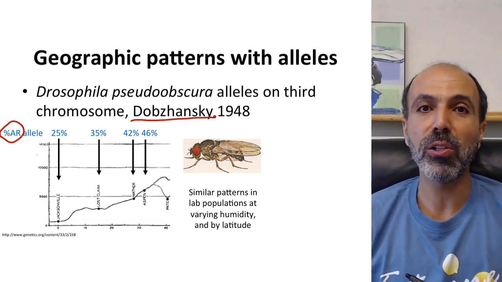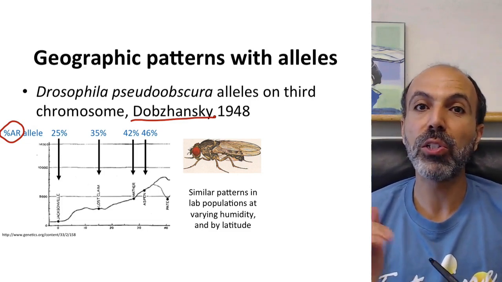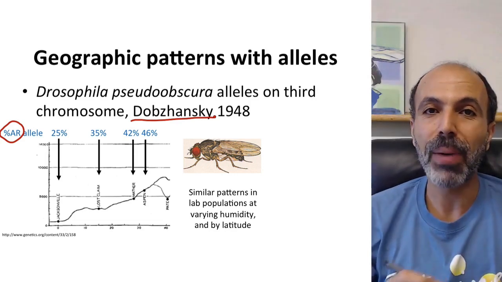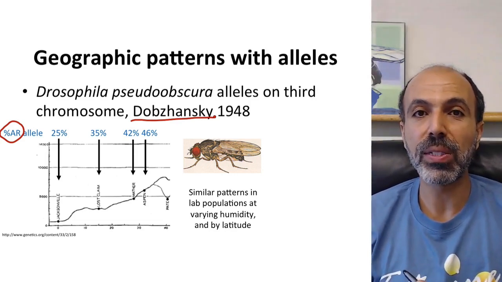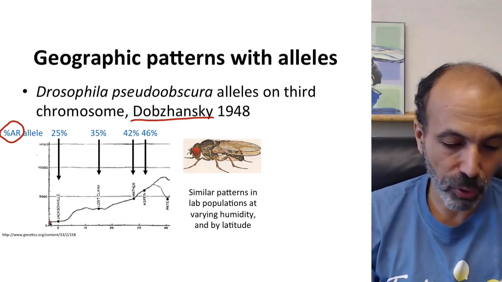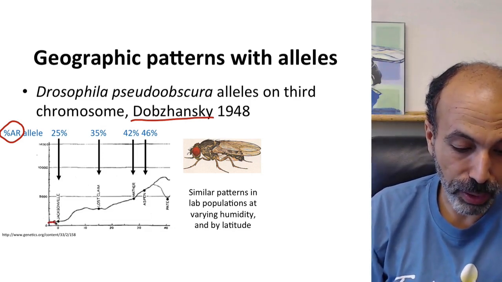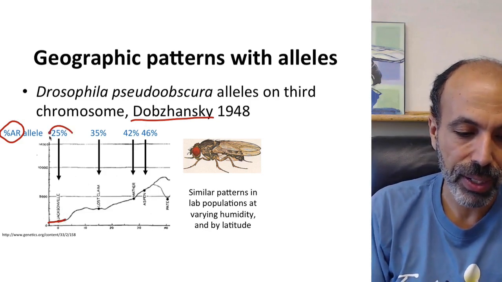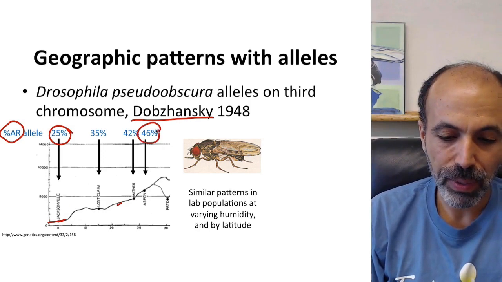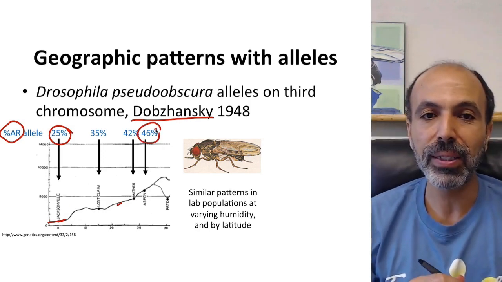One of the things that Theodosius Dobzhansky observed was a correlation with altitude, not latitude this time, but altitude, how high a population is, and the allele frequencies of arrowhead. So one of the places he studied was in California, and he found that at low altitudes, like here in Jacksonville, arrowhead tended to be pretty rare. But as you went higher and higher in altitude, you tended to get more and more of this arrowhead allele.